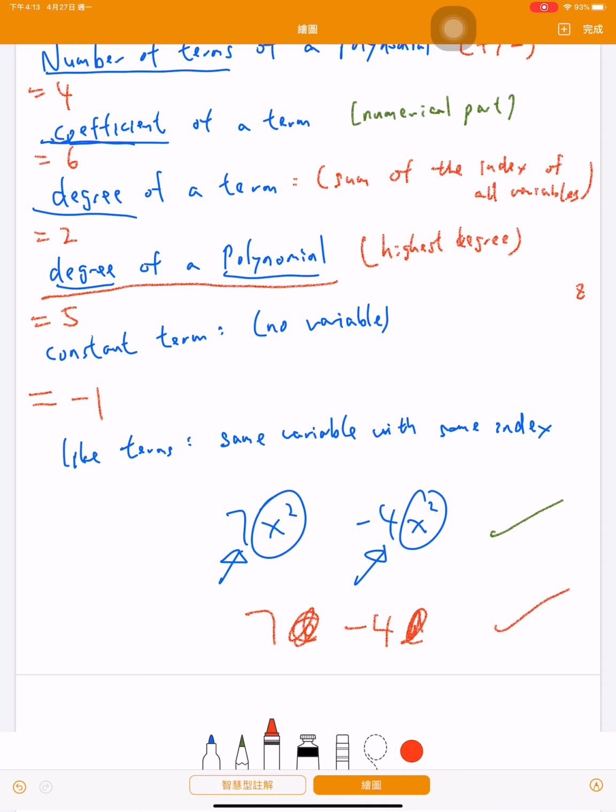Okay. Later on, I will talk about the use of like terms. In fact, it is about 12.3. Okay. And then I will talk about the example in the next video.